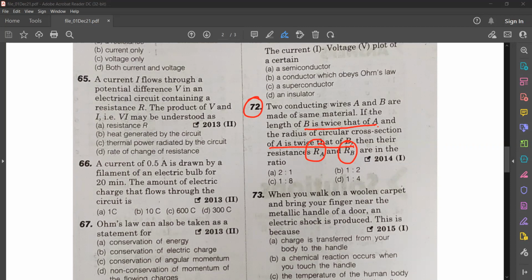Please try. What is the answer? I'll give you 1 minute for doing this. Very easy question. Ratios I have given are 2:1, 1:2, 1:8, 1:4.